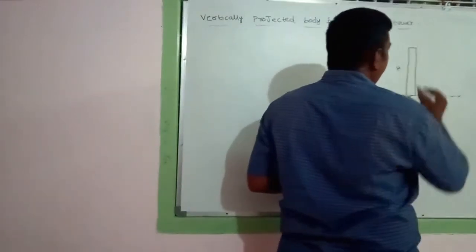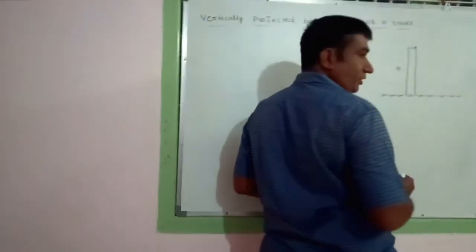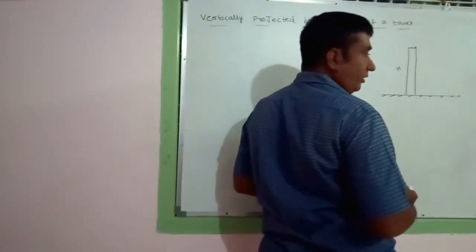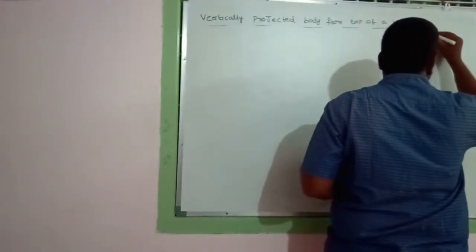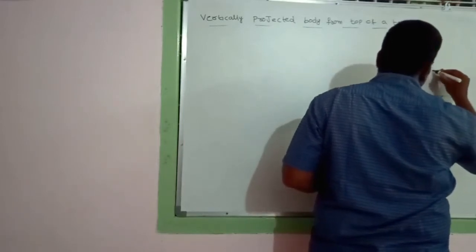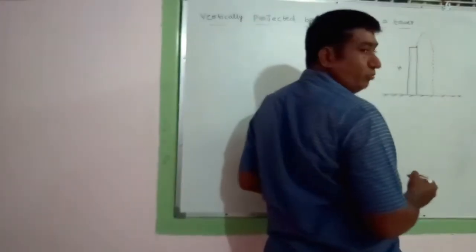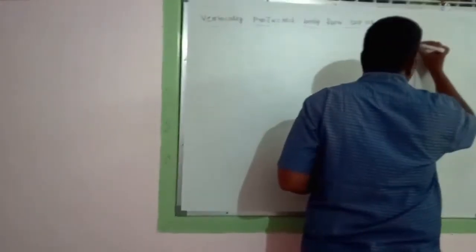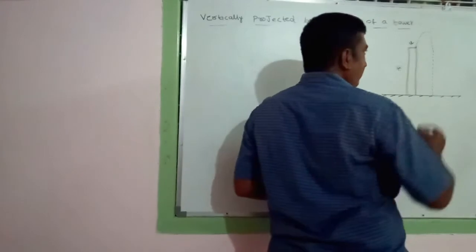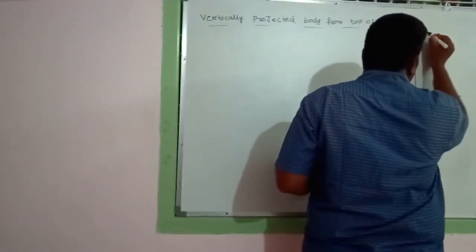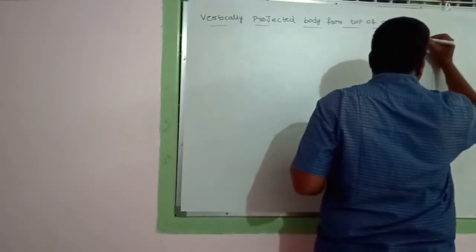Here one person is standing and he throws an object in the upward direction. What will happen? This ball will reach a certain point and then again come down. To move upward, we have to apply some initial velocity. At this particular point it will travel some displacement, which I can take as plus x.